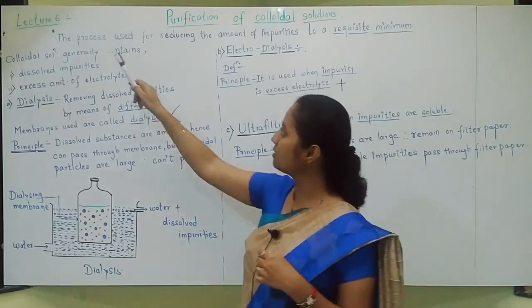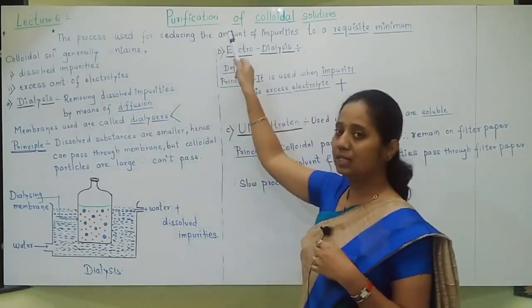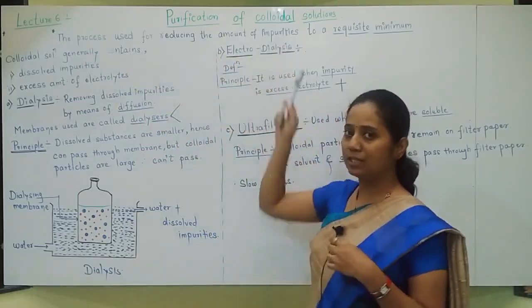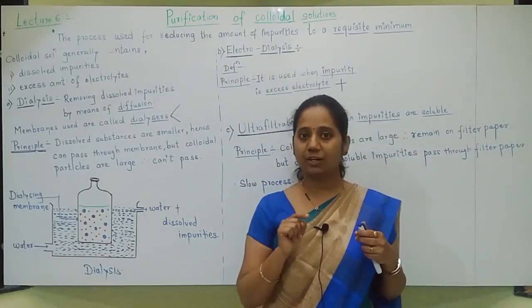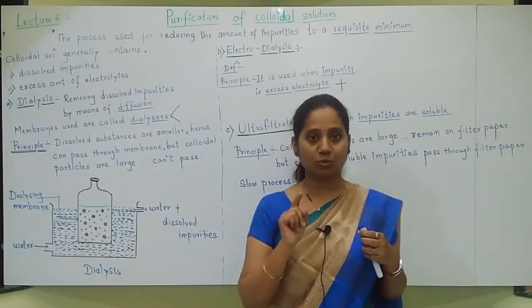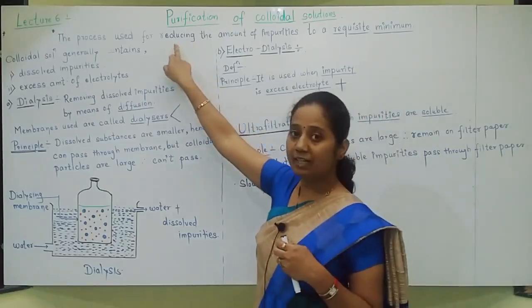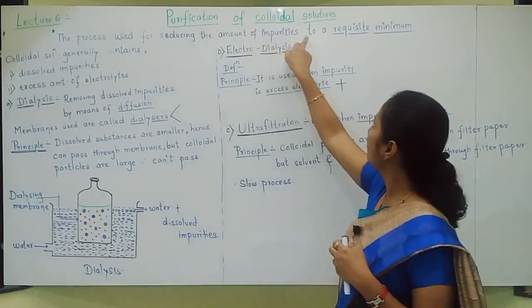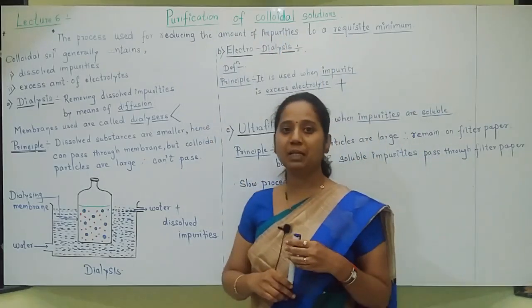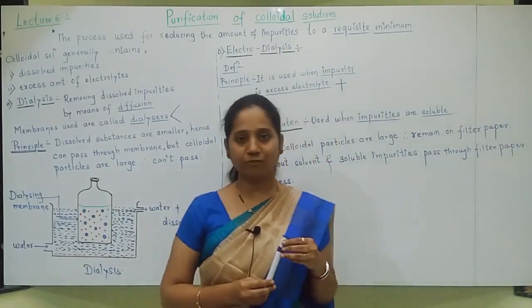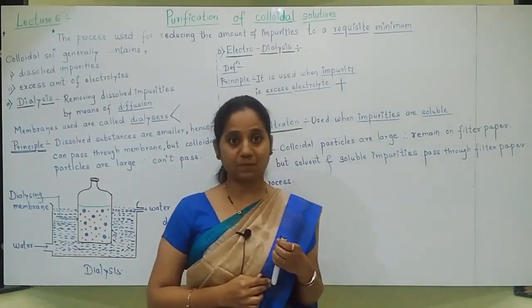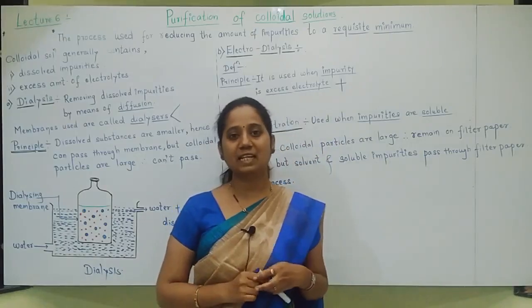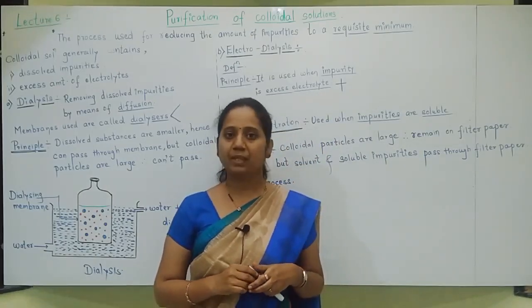I have written here, see students, the process used for reducing the amount of impurities. I have not written removing, I have written reducing because we are not removing it totally. We are just reducing the amount of impurities to a requisite minimum. I hope you understood the meaning of the term requisite minimum. The minimum required should be kept there. That is called requisite minimum.